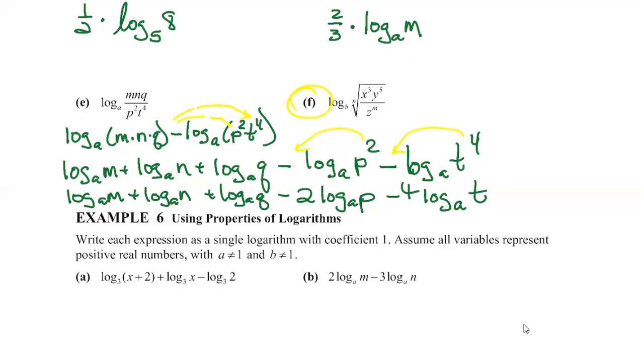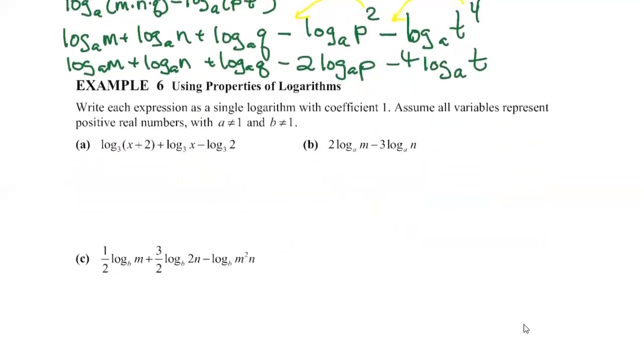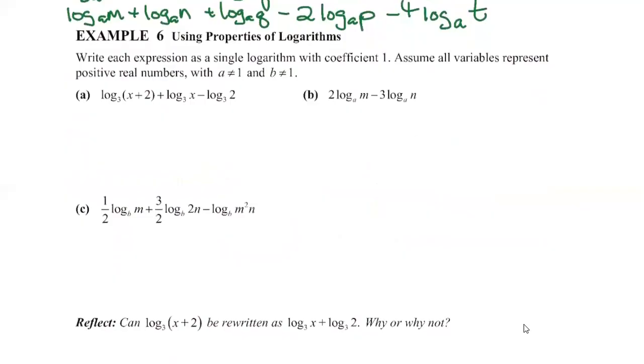The second part of the problems here are using the properties of logarithms to condense. So we're going to go the opposite direction. Let me just give you a quick little taste of what these look like. So here, notice that I have an addition sign. So I can write this as log base 3 of x plus 2 times x. And then I have a division sign. That means it's over 2. And if you want to stop there, that's okay. Let's do one more.